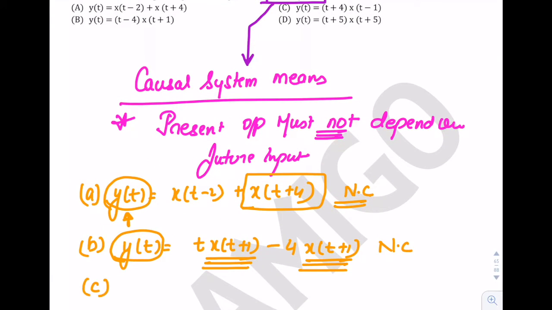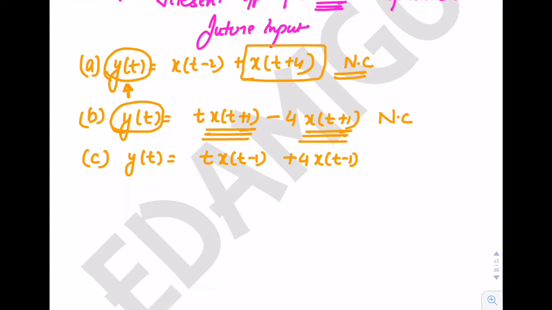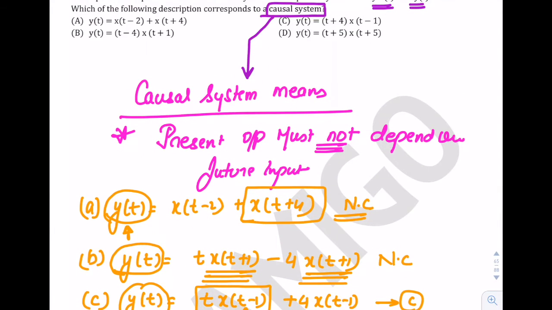Let's see option C. y(t) is equal to t x(t-1) plus 4x(t-1). Now here we can see that x(t-1) is a past input. Here also x(t-1) is a past input. So the present output is dependent on past input. So it's a causal system and thus C is the answer. And if you look at D, you can see that the present output is dependent on x(t+5), a future input, so it is again non-causal. So C is the correct answer to the question.